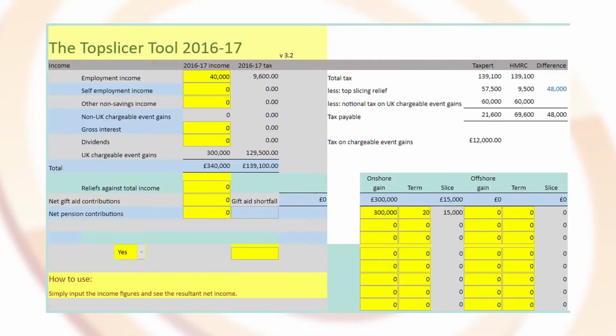And let me give another example. 40,000 of other income and a chargeable event gain of 300,000 for a policy that's run for 20 years. According to HMRC, you're going to have to pay 69,600 in tax for that year. But by my calculation, you should only be paying 21,600, a difference of £48,000. And this is very serious.